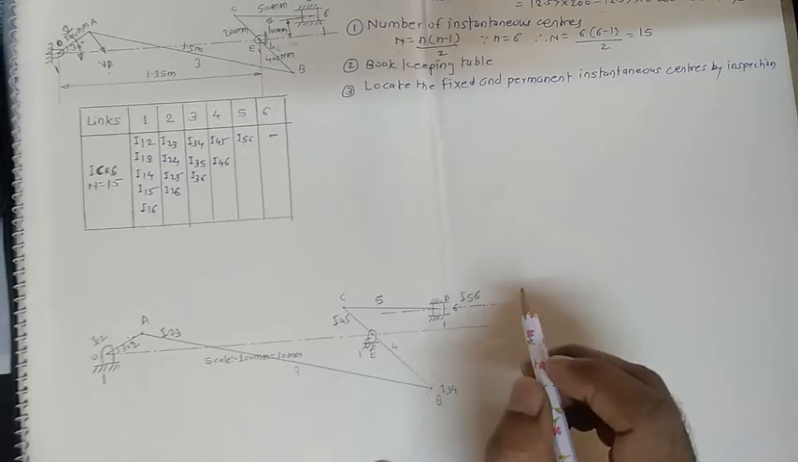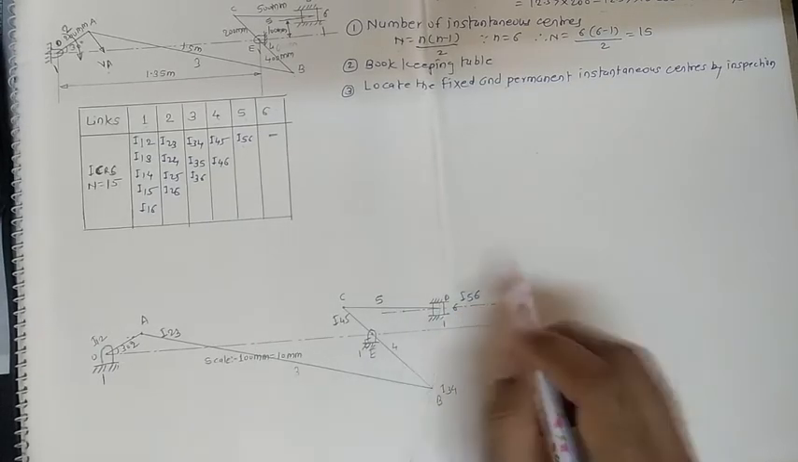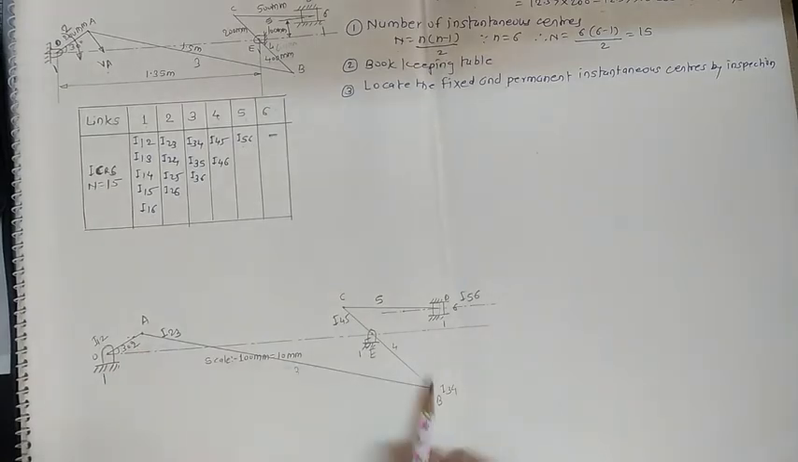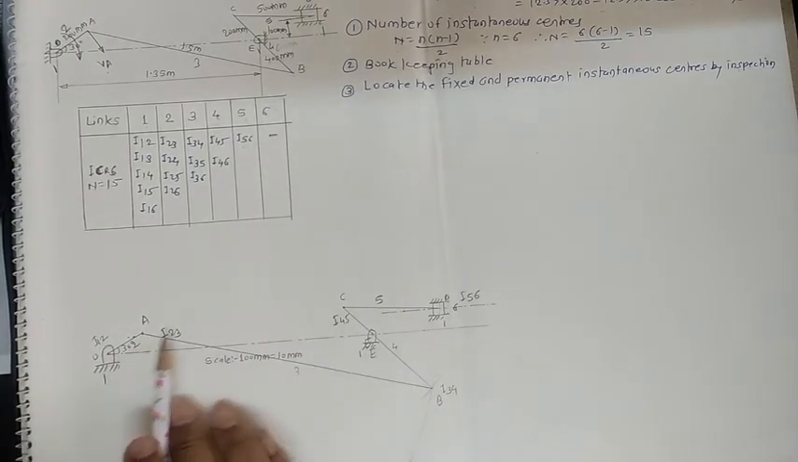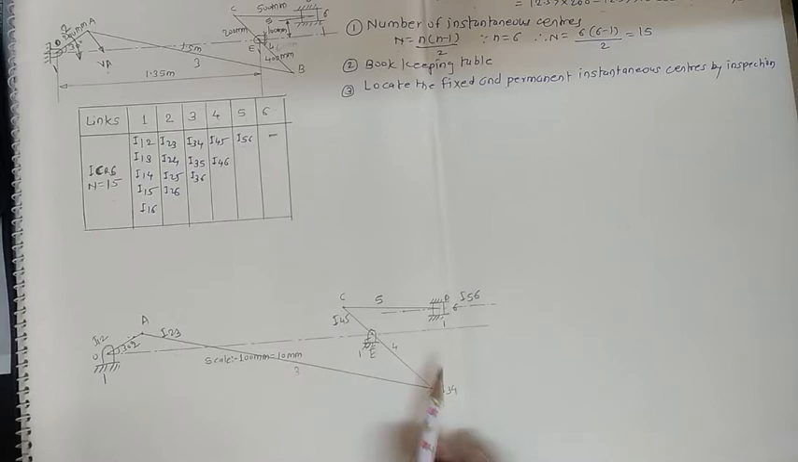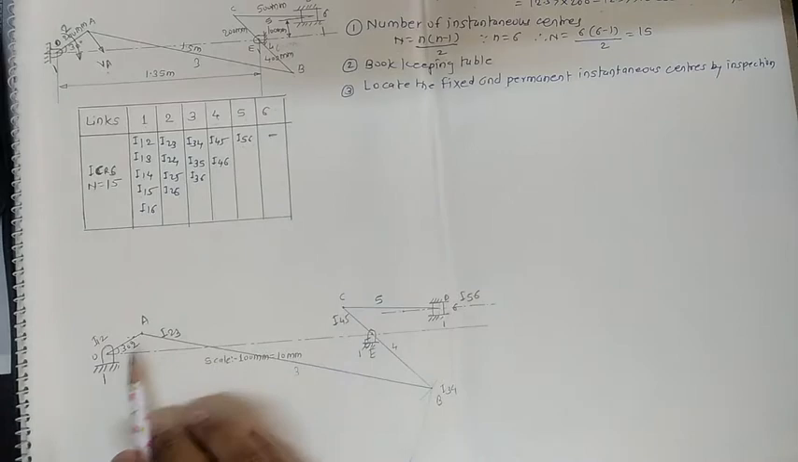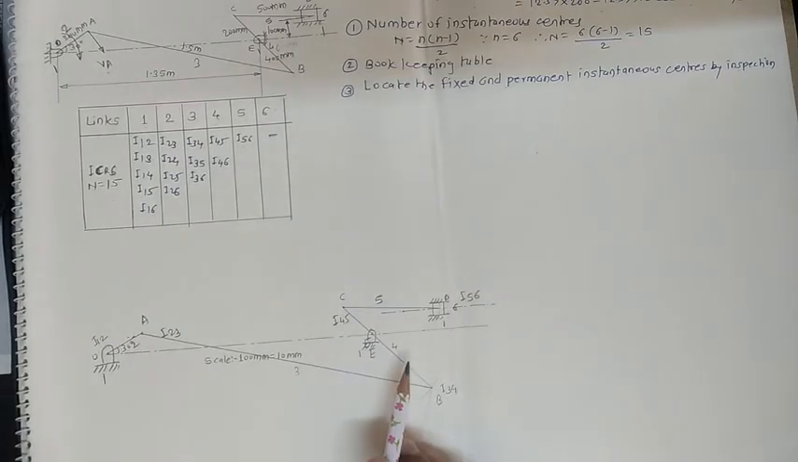So make sure that whatever instant center is located by us, is located by taking the reference of various points that are related with the fixed and permanent instant centers. Okay, now by observation we have already located this one. Now try to find out the same instant center on the table.